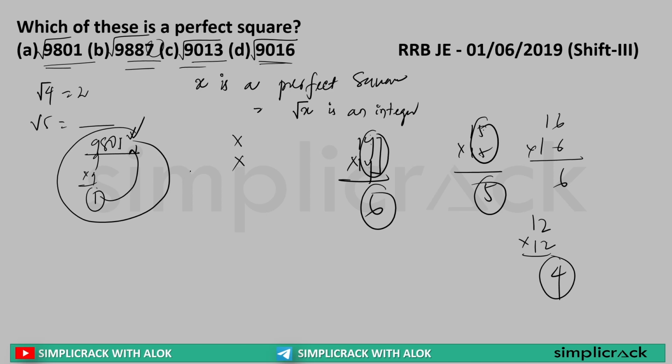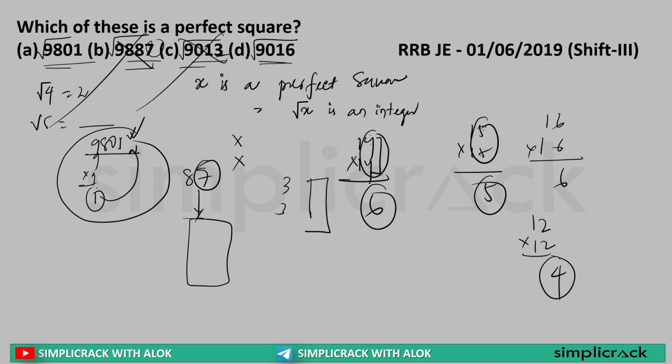Now, 87, that means 7 is the unit digit. I do not have any number which, if I multiply it by itself, I will get 7 as the unit digit. So this is not a right option. Same here for 3. There is no two same numbers with which I can multiply each other so that I can get 3 as the unit digit. So this is not a perfect square.